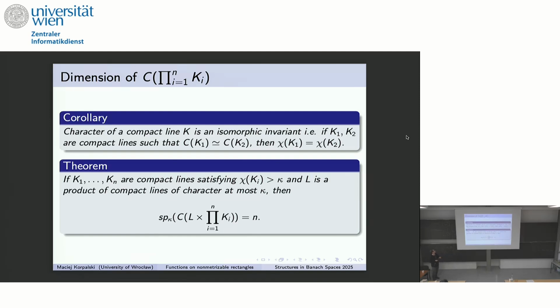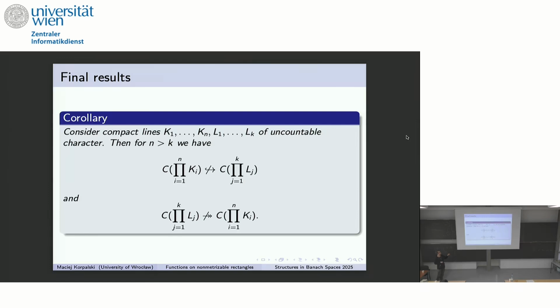Okay, so with this, the corollary is this characterization: if we have n many compact lines and k many compact lines of uncountable character, then for n greater than k, we have that what? This greater product will not embed into the smaller product, and the smaller product will not surject onto this greater product, which is the same as the results proved by Michalak for separable compact lines.